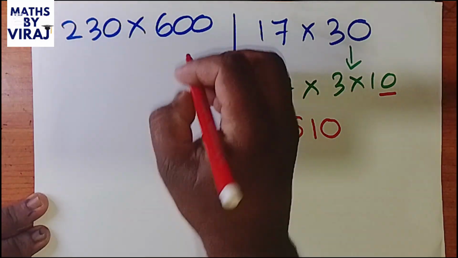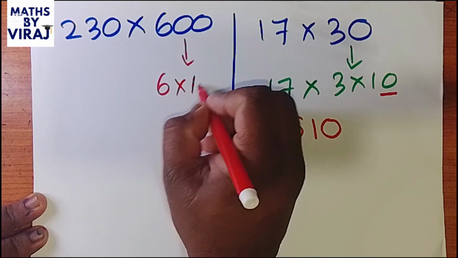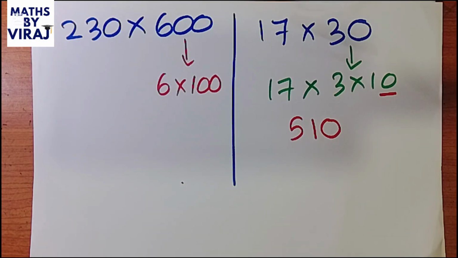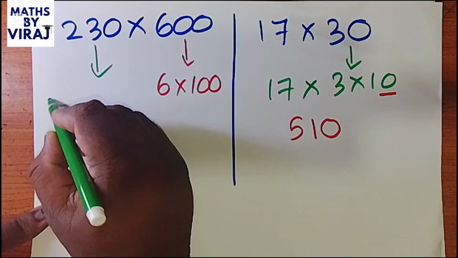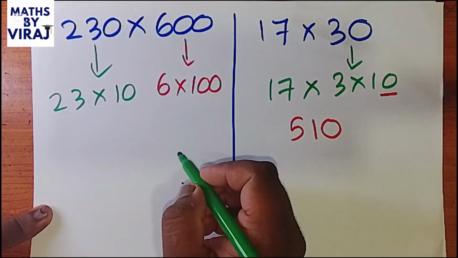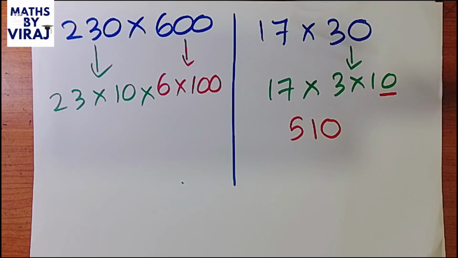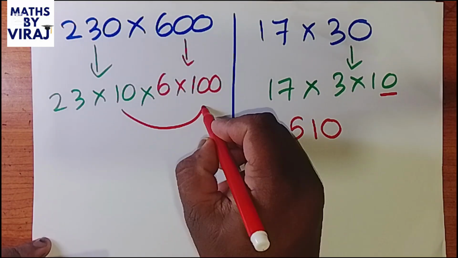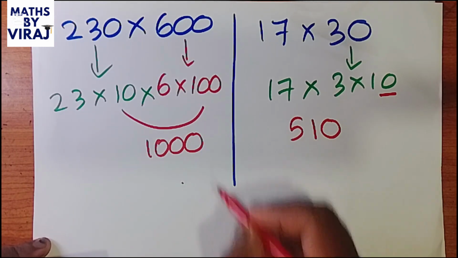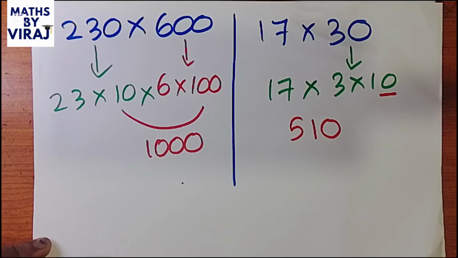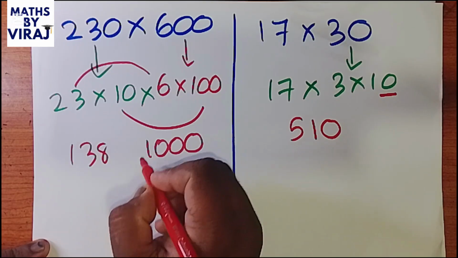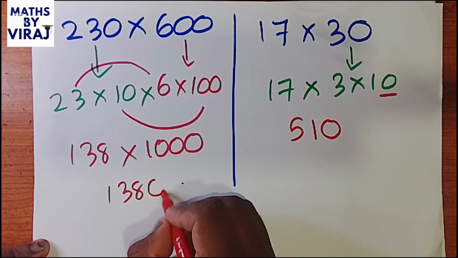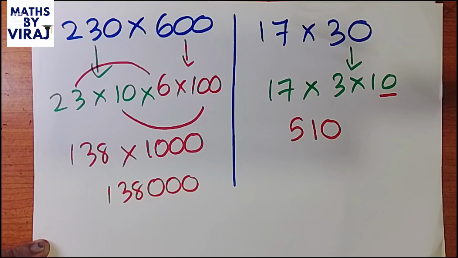But look at this sum. This is 6 into 100. 600 is 6 into 100. What is 230? 23 into 10. All of these are now multiplied. So we know 10 into 10 is what? 1000. 10 into 10 is 1000. What is 23 into 6? 23 into 6 is 138. Therefore, the final answer is 138,000.